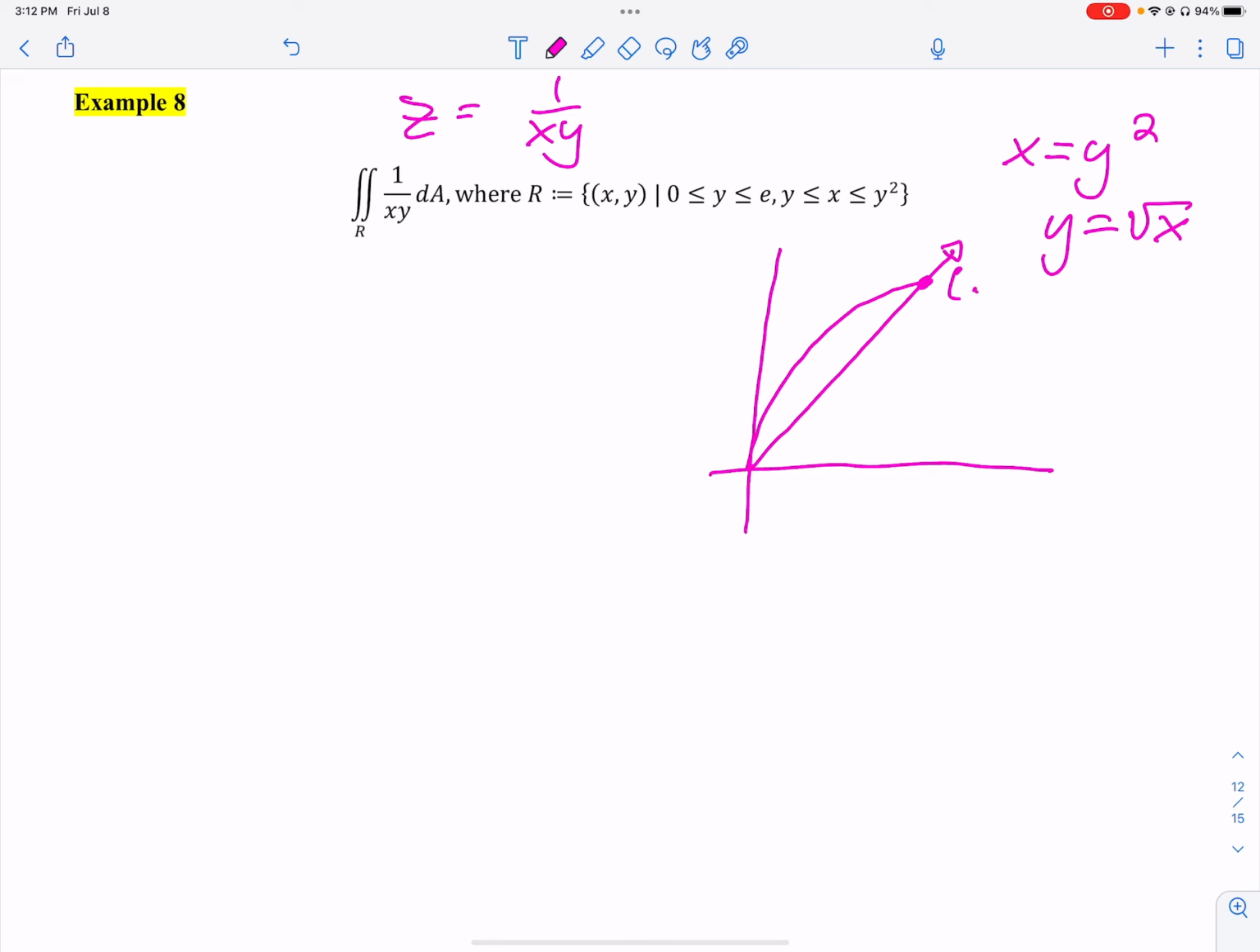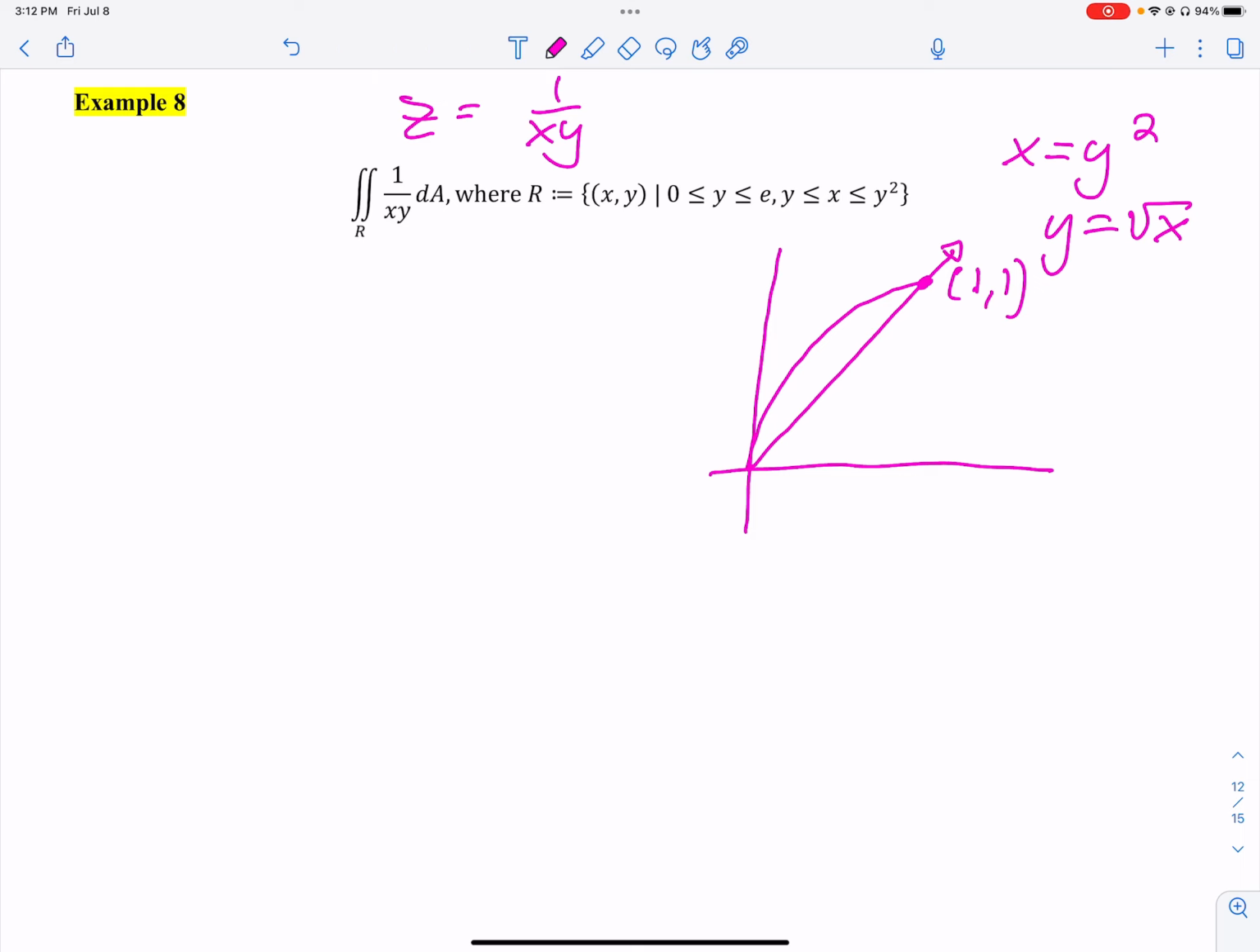So they intersect at 1, 1, right? If you plug 1 into both of those, you get a 1. So we are talking about, okay, that's that region. That's where the x's are caught between. And then our y's are going to be caught between 0 and e. Right? So e, if I remember, is 2 point something.